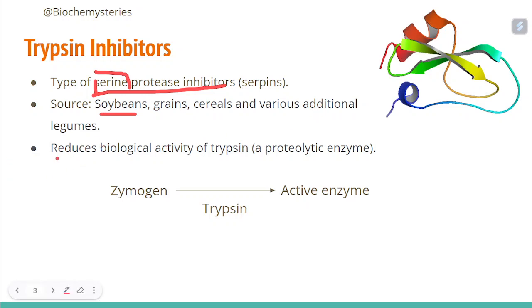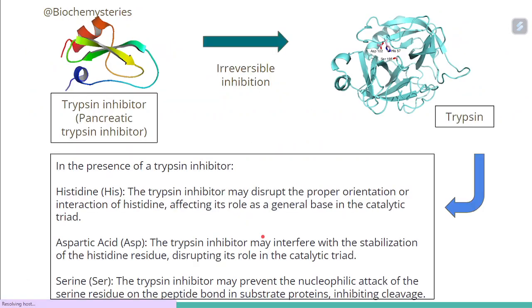It will basically reduce the biological activity of trypsin. Now trypsin, we know, is basically a master activator. Because of this enzyme, many other enzymes get activated, like chymotrypsinogen to active chymotrypsin, proelastase to elastase, or prolipase to lipase. So this is like a master activator, and the trypsin inhibitor will basically inhibit the activity of trypsin. We'll understand the mechanism, how it acts exactly.